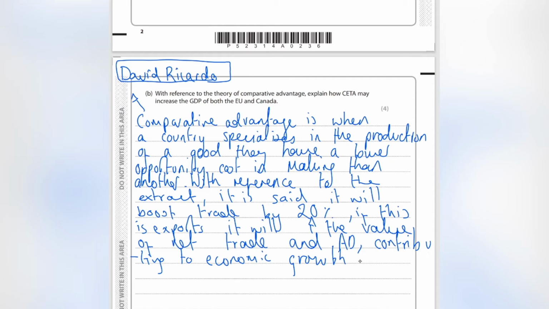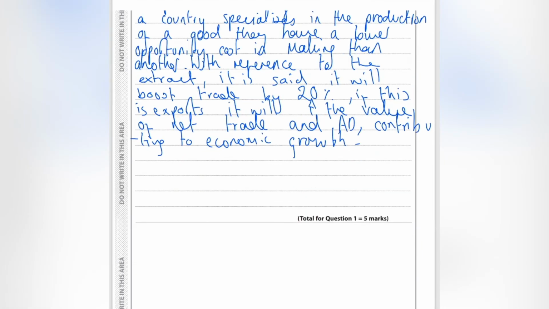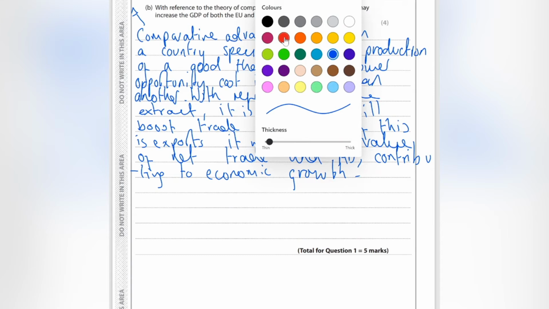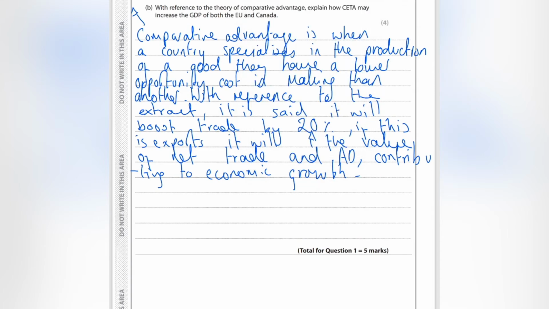All right, quite a wordy answer. Probably you could write it more simply than that, but yeah, just going through the answer. So we'll leave that there. Now, the key thing here is that I have made reference in my answer to the data, right? So I've referenced the extract, so 20%, with reference to the theory of comparative advantage. Explain how CETA may increase the GDP of both the EU and Canada.